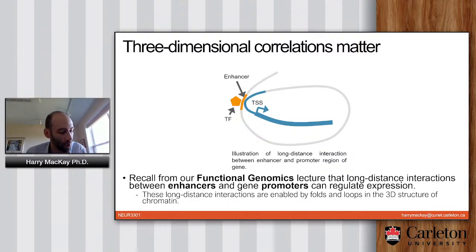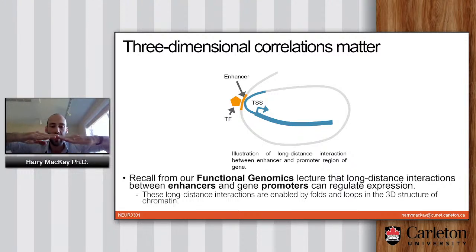But I do want to tell you, with the time we have left, as much as I can about the way three-dimensional correlations in the genome matter. If you recall from our last lecture, there are things called enhancers that can regulate gene expression from a very long distance away from their target gene. The way they do this is a transcription factor can bind to an enhancer, and then the DNA where it's bound can fold over and loop back to the transcription start site of the target gene.